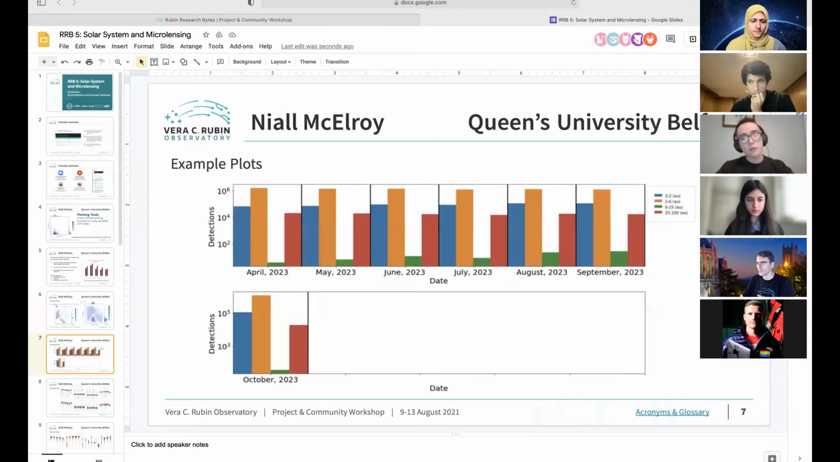This example plot with user set distance ranges allows a user to probe how detections vary from month to month for different heliocentric distances in a single plot. Next slide.